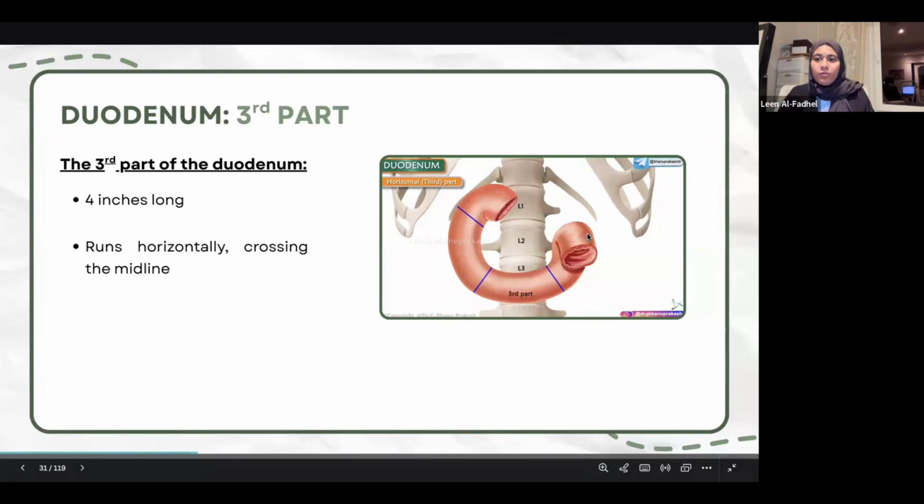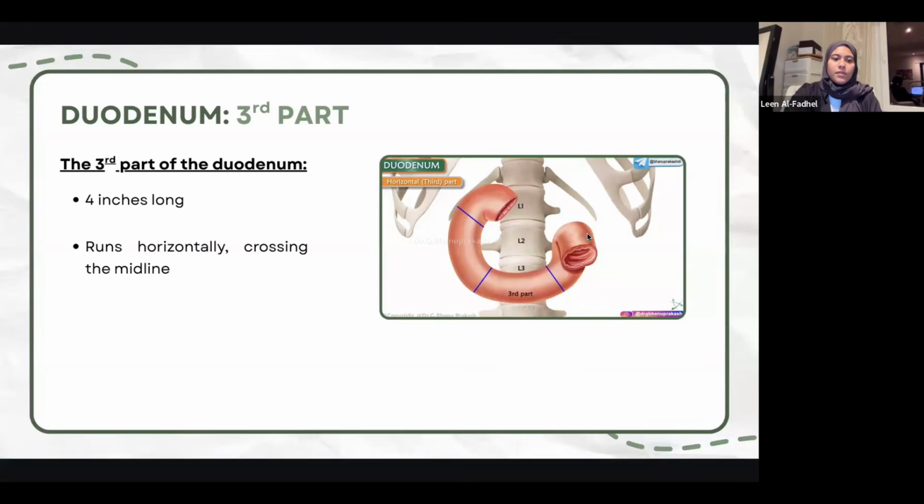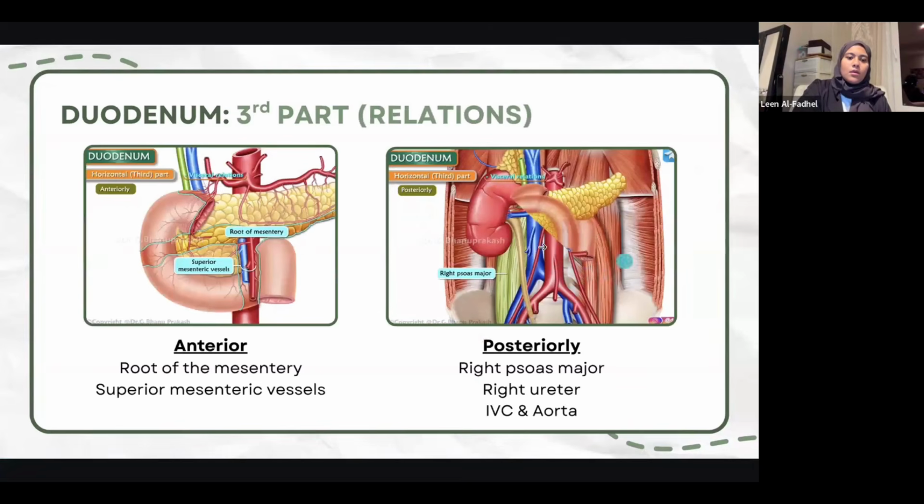Okay, so now we've reached the third part of the duodenum. The third part of the duodenum is 4 inches long, and it runs horizontally, crossing the midline. So there's a midline over here, it just crosses it, and it runs horizontally.